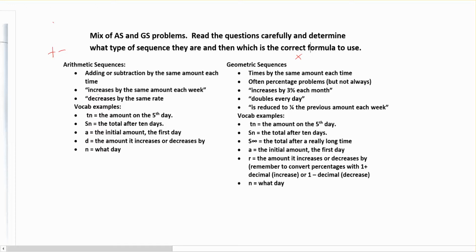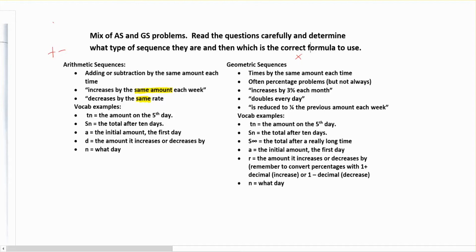Words that you might see in the problem could be things like increases by the same amount each week. So something like, she gets $5 more each week, or they put $10 more into their savings account each month. Decreases by the same rate. So "same" is an important one. The same word, the same amount, the same, right? D is just the same thing every single time.